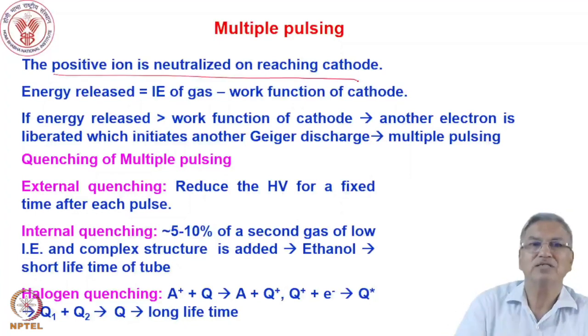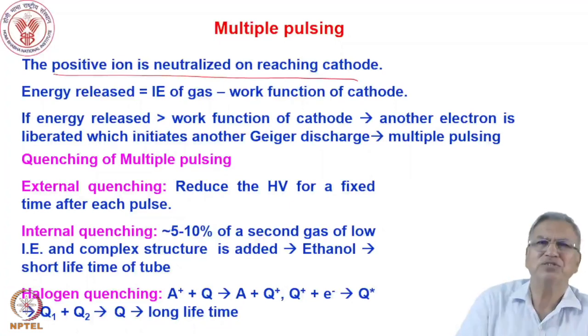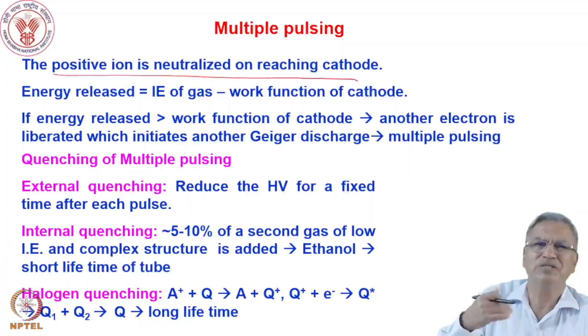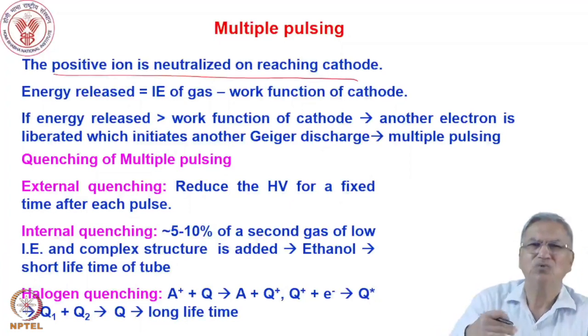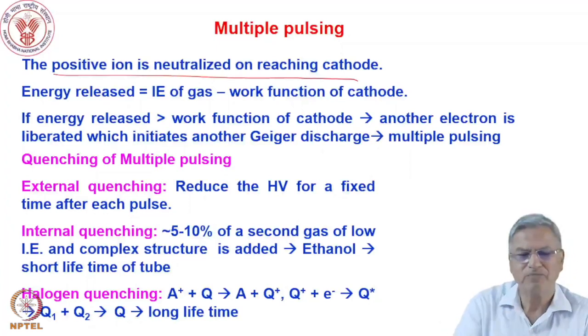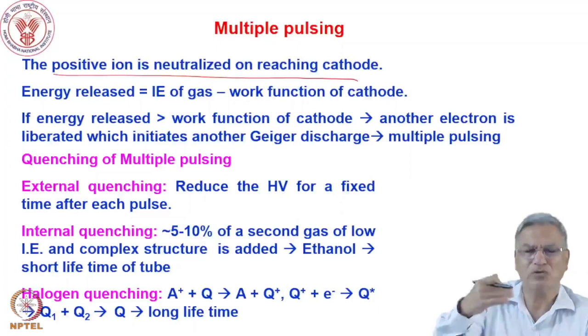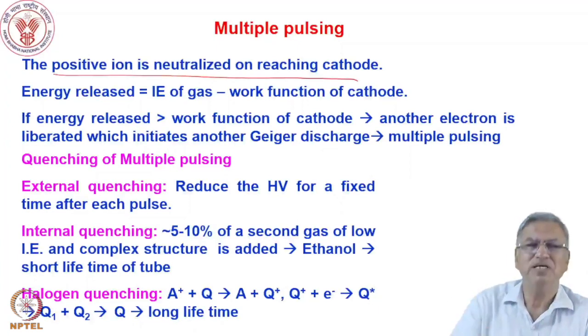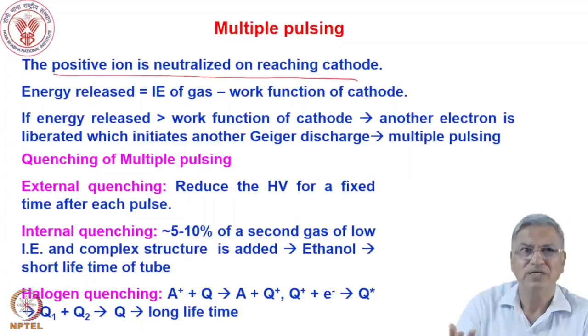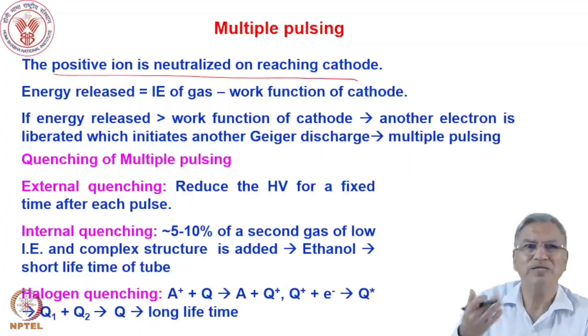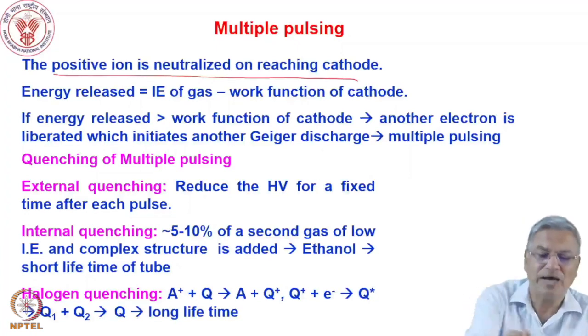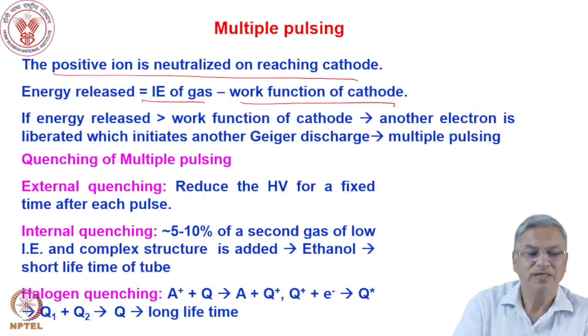there is a process called multiple pulsing. We just discussed that the positive ions are very sluggish to move towards the cathode. So there is a cloud of positive ions along the anode wire, but eventually, even if it is a few hundreds of microseconds, they will reach the cathode. And once they reach the cathode, the positive ions get neutralized. During the process, energy is released, equal to the ionization energy of the gas minus the work function of the cathode. So if this energy released happens to be more than the work function of the cathode, then it can generate an electron from the cathode.